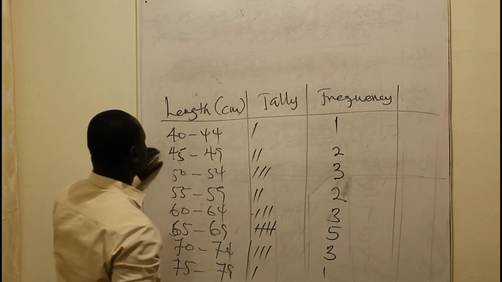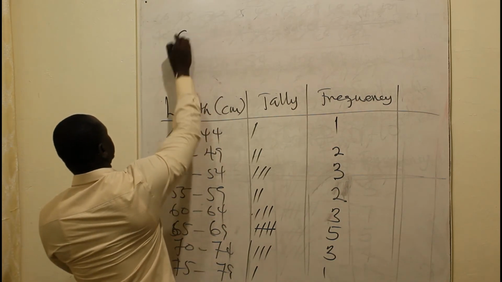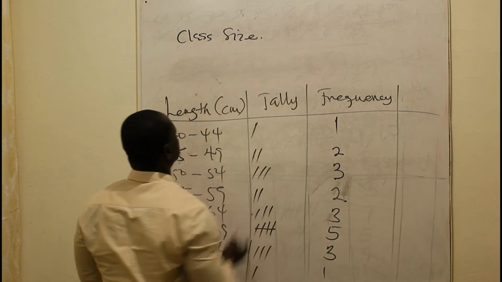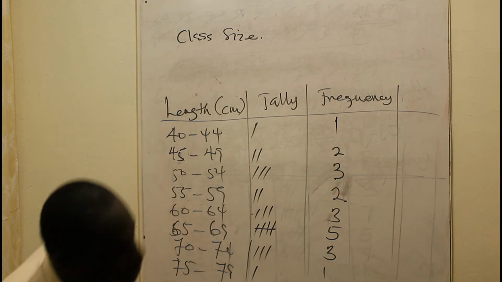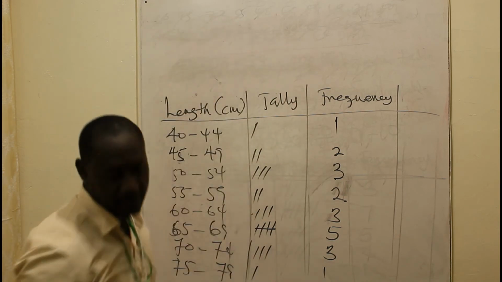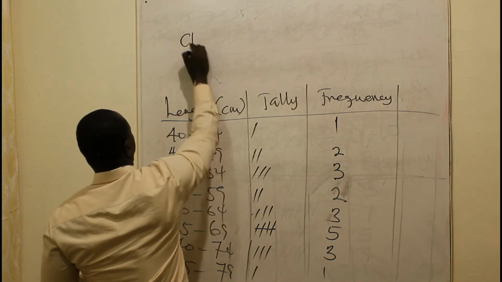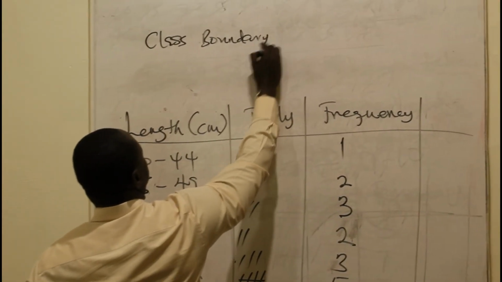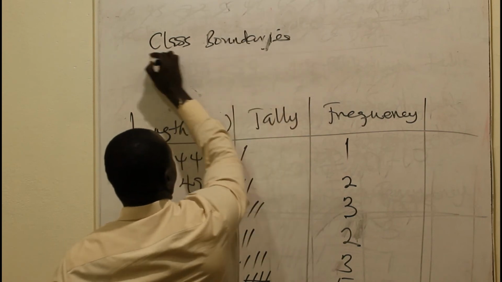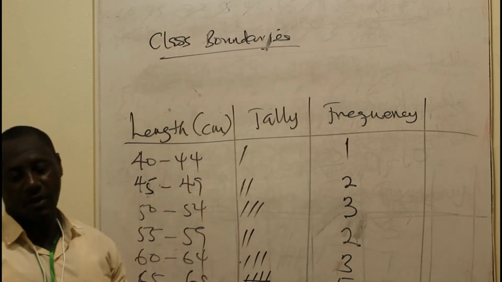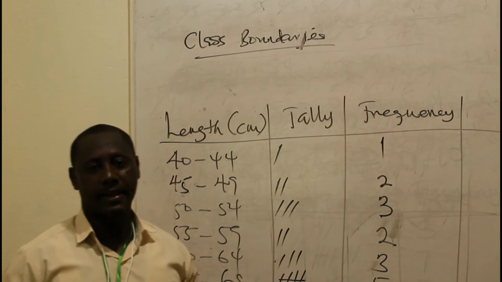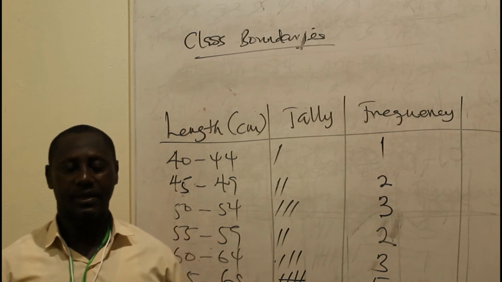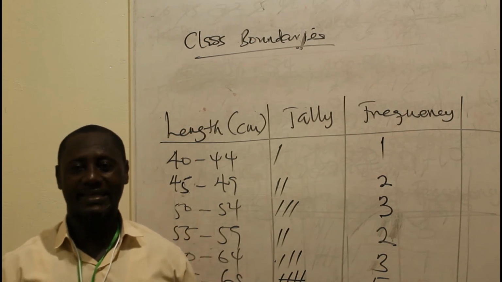The next one under consideration is what we call the class size. But before I calculate the class size, let me also talk about the class boundaries. When we talk about the class boundaries, it is the highest or the minimum within which a class interval can be, or within which a data value can operate within a class interval.